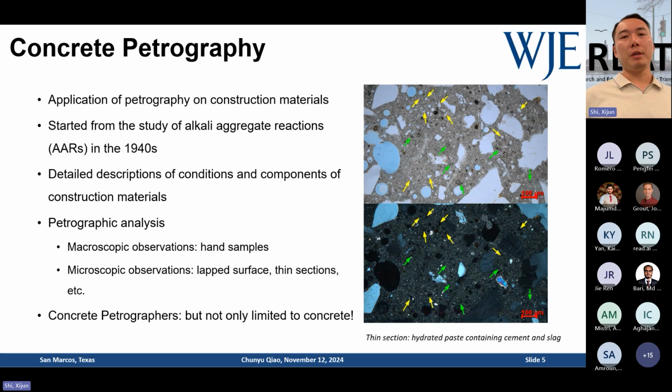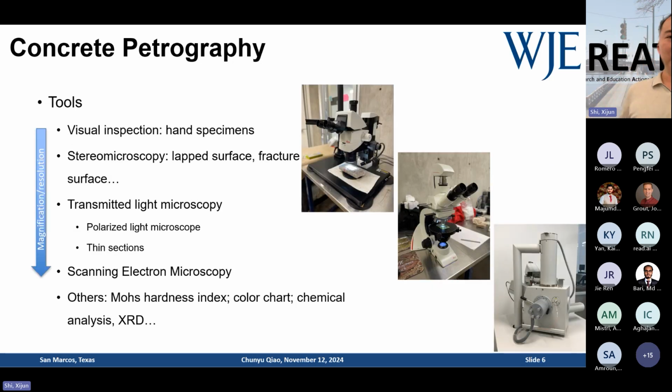And in those two light modes we're talking about here, the top is called plane polarized mode. The lower is cross polarized mode under the microscope. So in the cross polarized mode, it shows total extinction, showing the amorphous nature of slag cement. So the tools. So what are the tools?